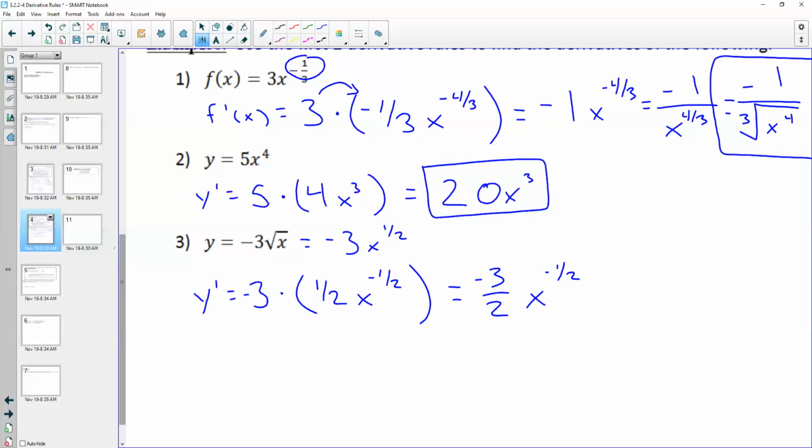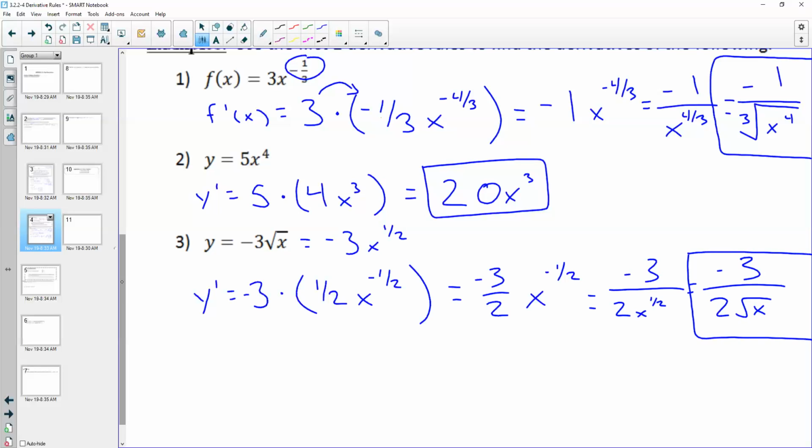So we can rewrite this. That's negative 3 over 2x to the 1/2. And we need to recognize that x to the 1/2 is the same as taking the square root of x. And there we go.